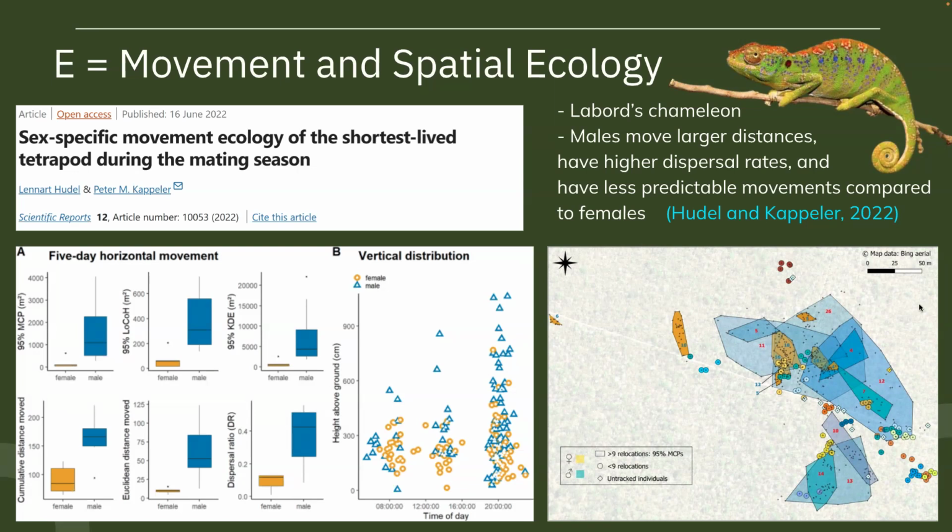And they found that there were sex-based movements. Females had higher site fidelity, meaning a high tendency to return to previously occupied space, low cumulative and linear distance moved, and low dispersal ratios, while males moved larger distances and moved less predictably, having higher dispersal ratios. You can see that in that bottom right image there. The blue represents the males, and the yellow bits represent the females.